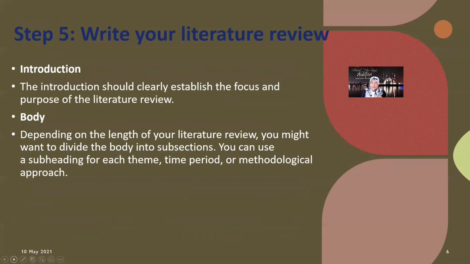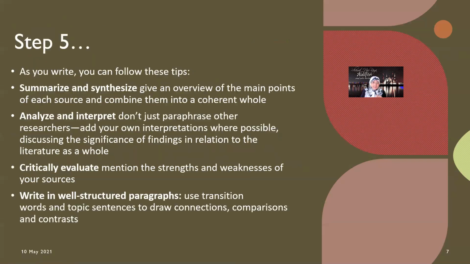Step 5, write your literature review. When you want to write, start with the introduction. The introduction should clearly establish the focus and purpose of the literature review. So you have to explain the purpose of your literature review. You have to explain the objective of this literature review. Then come to the body. Depending on the length of your literature review, you might want to divide the body into subsections. You can use a subheading for each theme, time period, or methodological approach. So you can divide this body into subsections either according to theme, time period, methodological approach, whatever you think you can separate into subsections.